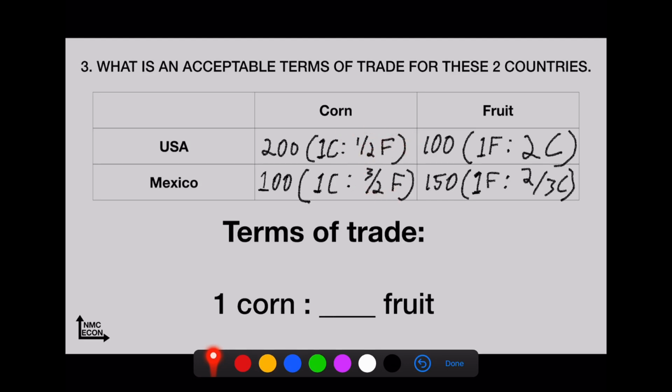So the United States is going to make corn. And who's going to make fruit? Well, you know it's going to be Mexico. It's always the opposite. Make sure your math works. Yes, 2/3 is less than 2. So Mexico is making fruit.